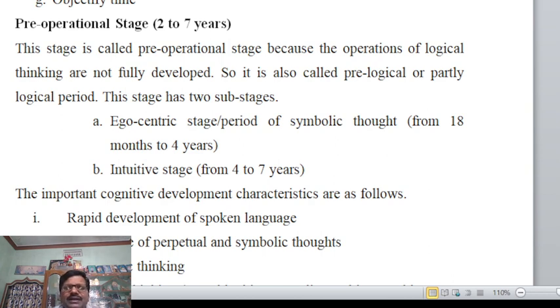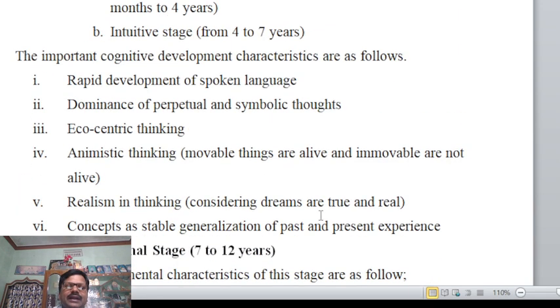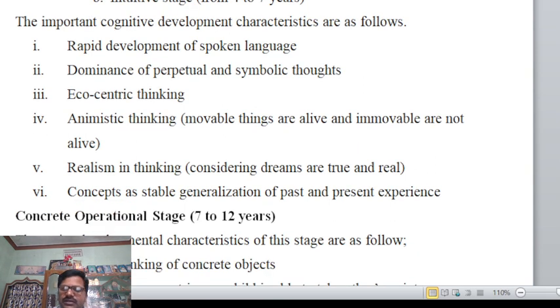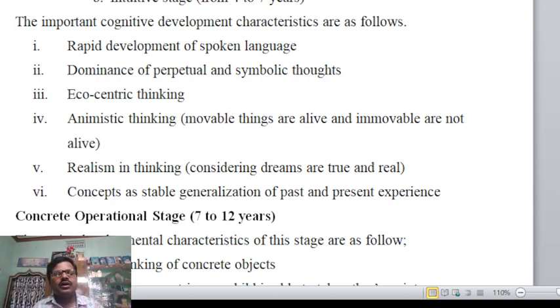So let me discuss what are the important developmental characteristics. Cognitive developmental characteristics are shown during this stage particularly. First one is a rapid development of spoken language. This is the most important contribution of this stage. A rapid development of your spoken language. The child acquires more and more, not learns, rather acquires. So here acquisition of knowledge develops, not learning of knowledge.